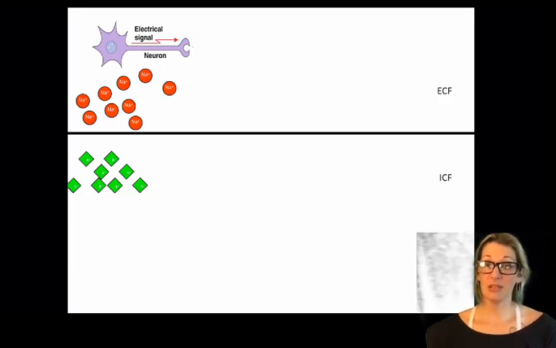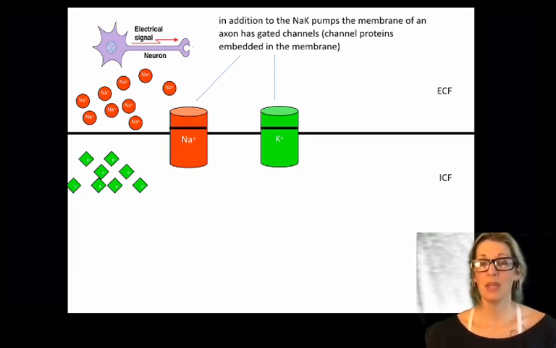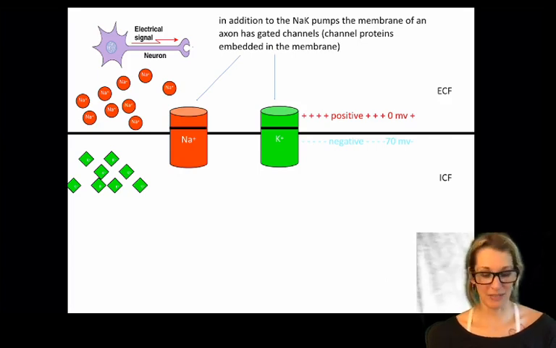In addition to the sodium-potassium pump, which remember is a protein embedded in that plasma membrane, embedded in the membrane of a neuron are these gated channels. Gated channels that are also proteins. So these are channel proteins, and they're embedded in the membrane. There are sodium channels and there are potassium channels, and these are critical to the action potential. Also reminding you, extracellular fluid is positive relative to the intracellular fluid at negative 70 millivolts.